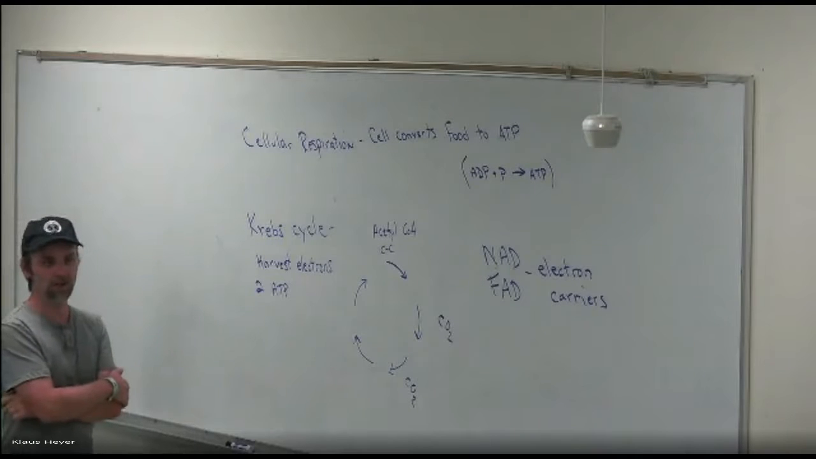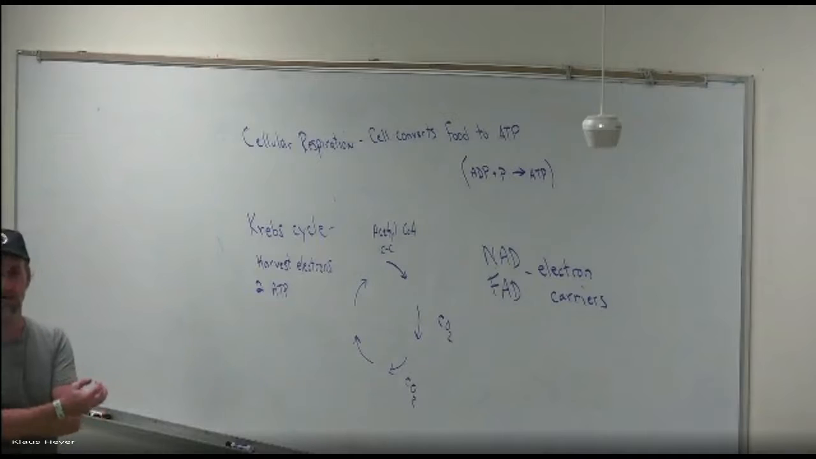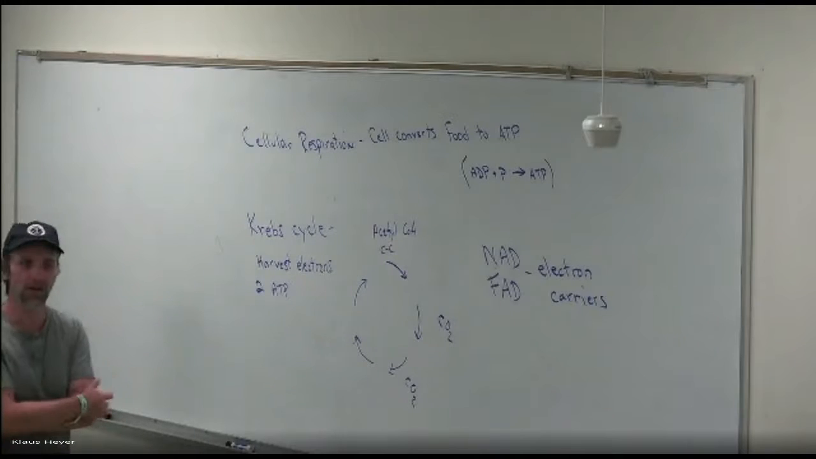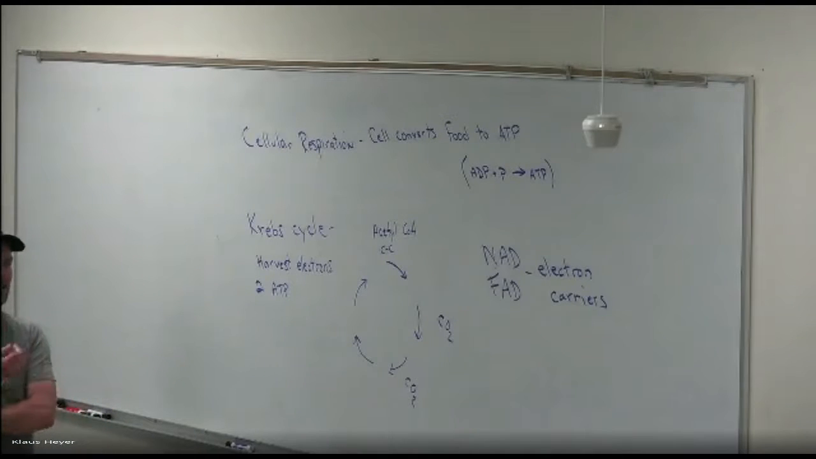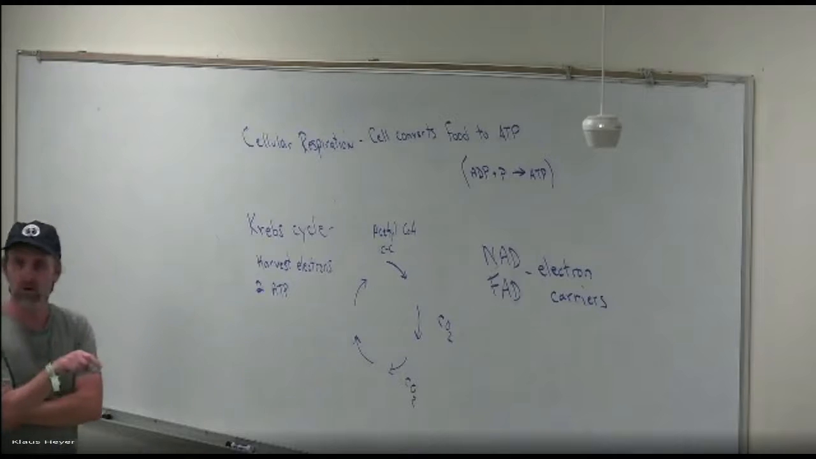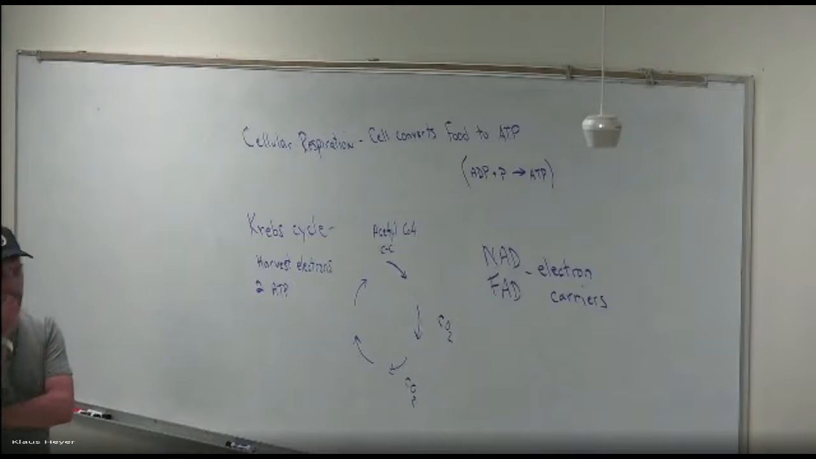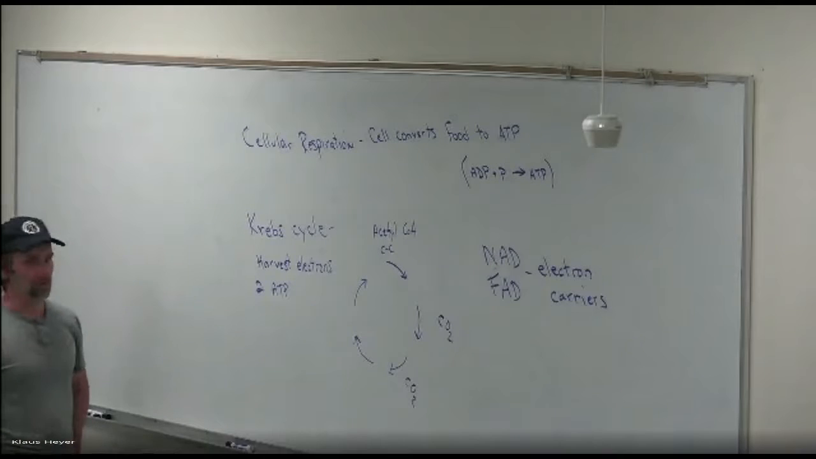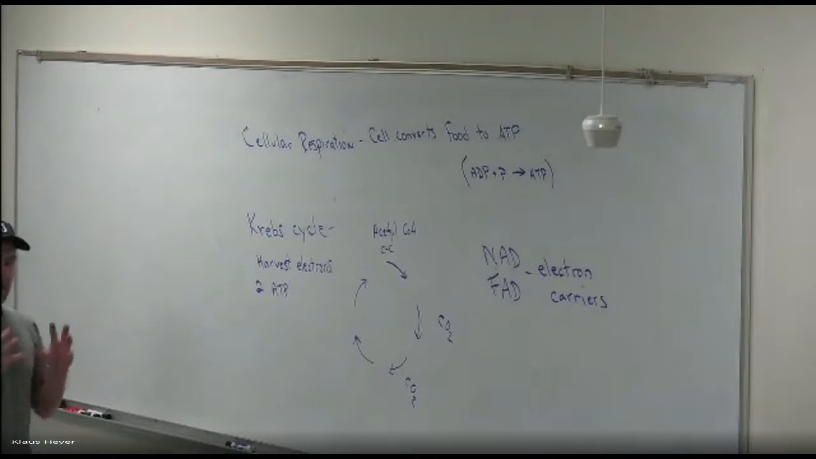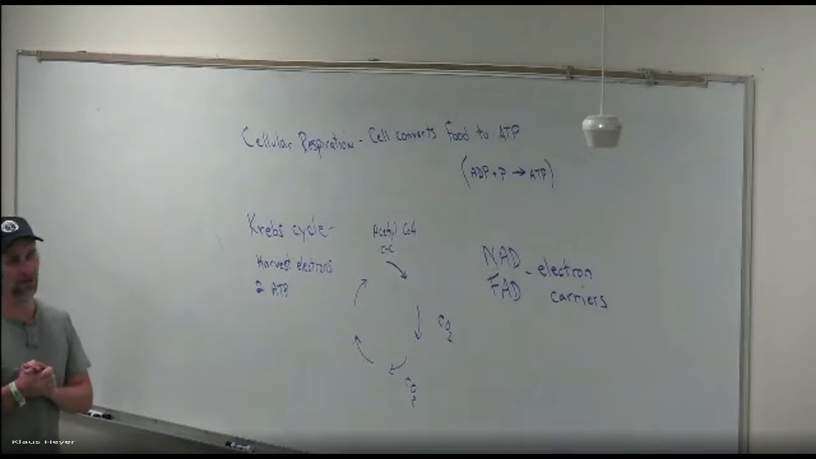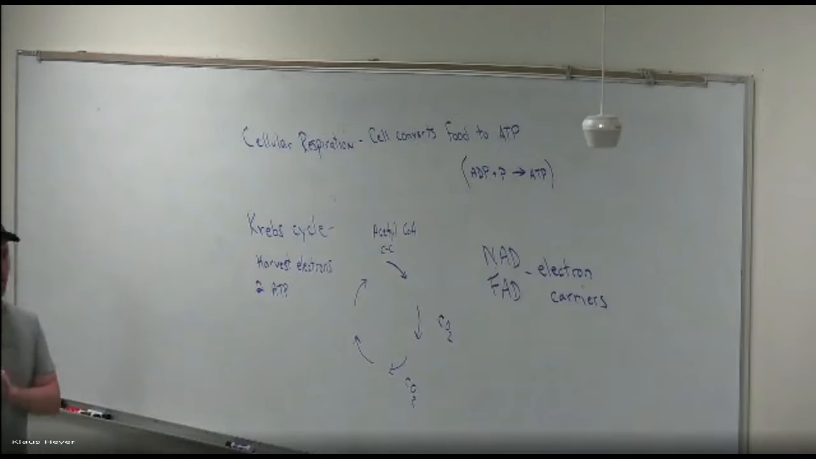So we're essentially pulling the electrons off of your food, pulling the electricity off of your food. We're going to use that electricity to turn on some pumps that are in your mitochondria. So this is the next step, the electron transport chain is the grand finale.